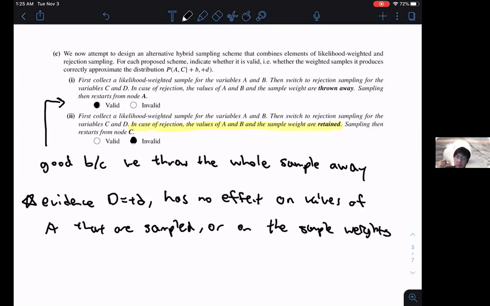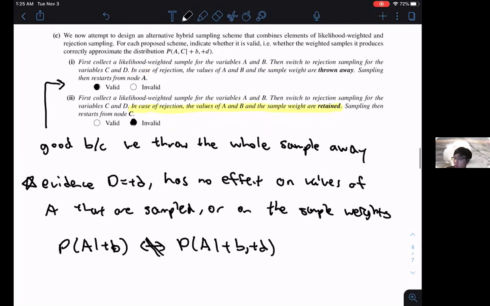And pretty much what this entails is that since we retain values, we end up essentially sampling A from a different distribution than the one we're looking for. Since we're doing A, B, and then C, D, we're essentially sampling according to P of A given plus B, when what we really want to be sampling is P of A given plus B comma plus D. But we don't do that if we are splitting this whole sampling method into these two distinct steps.